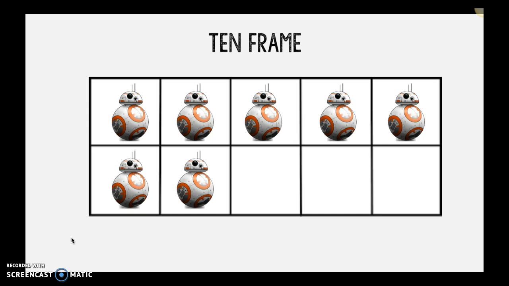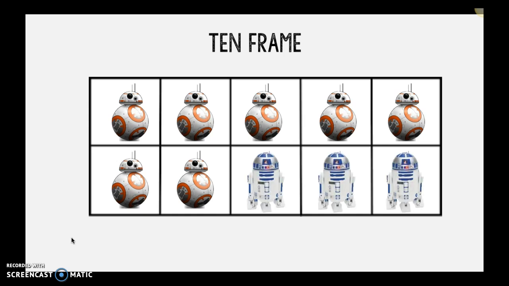All right, thank you. So we do have part of our 10 frame filled in. We have 7 filled in, but we need to add some more in order to get to 10. Friends, how many more items do I need to put in my 10 frame? Did you say 3? Good job. Yeah, I had 7 and I needed 3 more to get to a 10. A number sentence I could say would be 7 plus 3 equals 10.